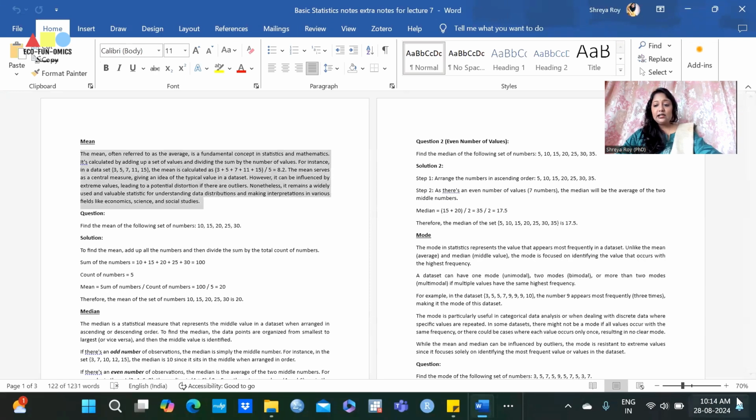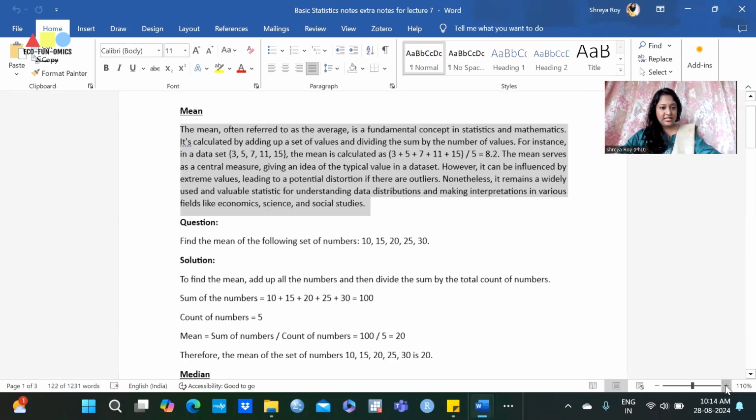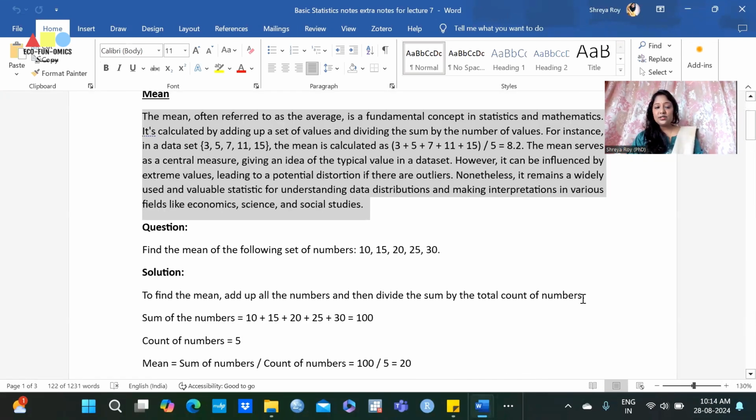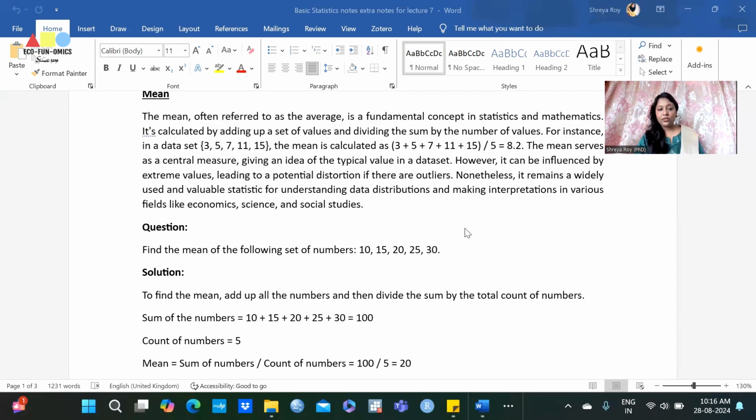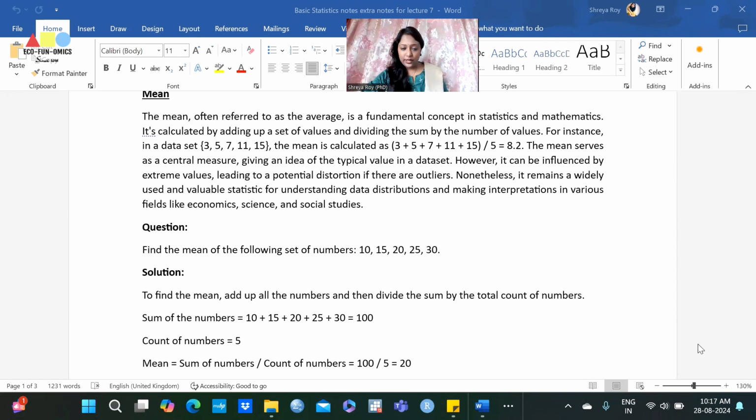Let's understand the basics of central tendency. Central tendency consists of mainly 3 parts. One is mean, second is median, and third is mode. So mean basically is the average of a given number of observations.